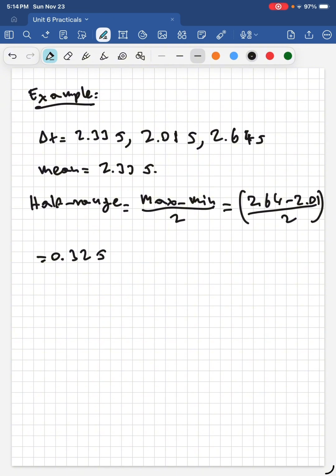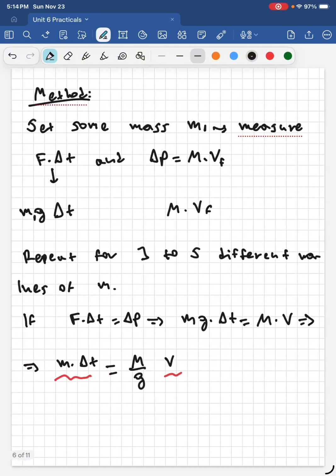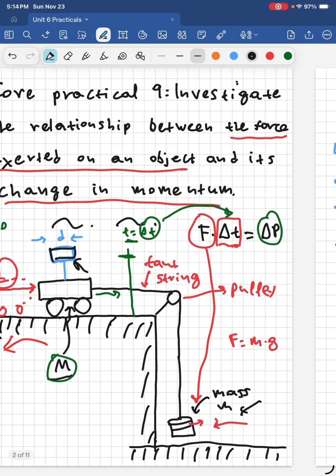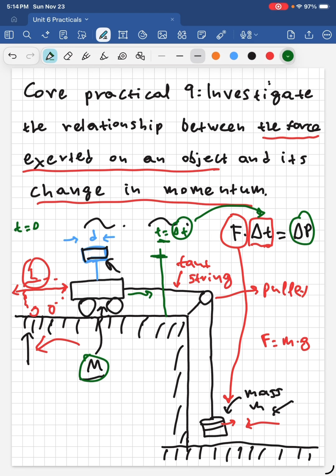So you see that if you use a stop clock, and it's important to mention this now, if you just take one measurement, then just use half the smallest deviation of the stop clock. But the best way to handle this is to, again, let's go back to the apparatus. Let's say that you pull your trolley back here, and you have some certain mass m hanging there.